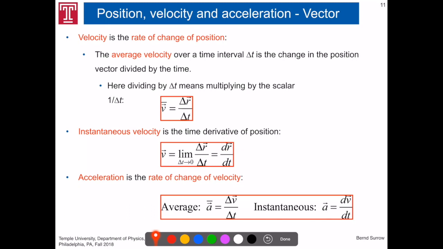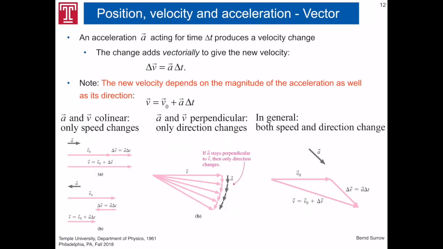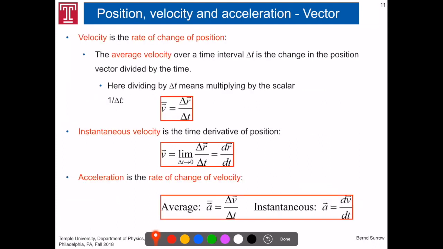The acceleration is then the rate of change of the velocity vector, delta v over delta t, and also in the instantaneous case, acceleration is dv/dt. Now, concerning the acceleration and change of velocity, this is quite a little bit more tricky. Let me slowly go through this. Let's first have a look again at the acceleration equation.